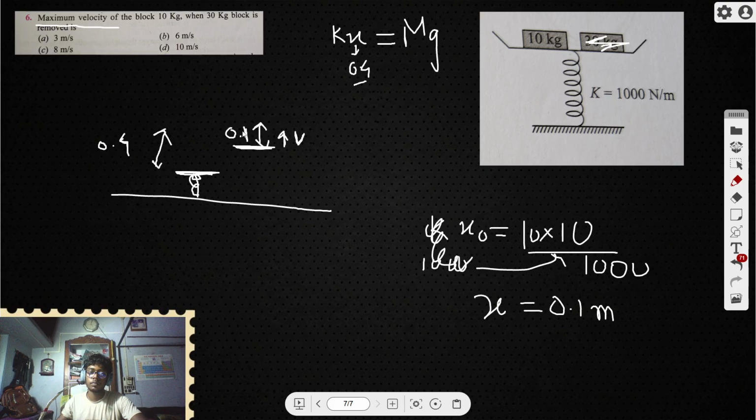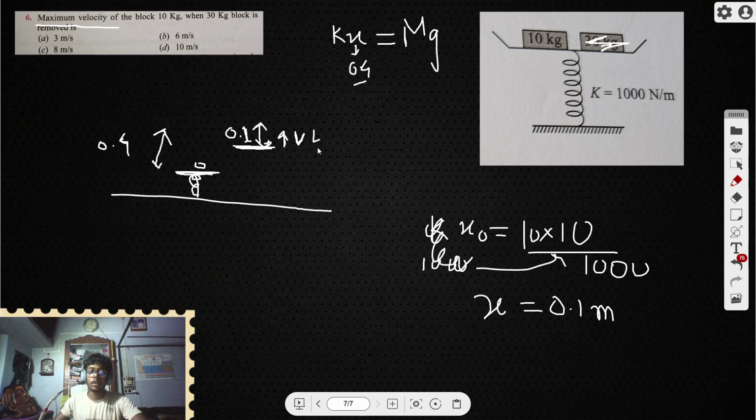That means if only the 10 kg was present, its compression would be only 0.1. Am I right? So when the 30 kg is removed, the 10 kg block will jump up when it reaches the minimum compression of 0.1. At this point it has some velocity, because after this it will rise more, some meters.